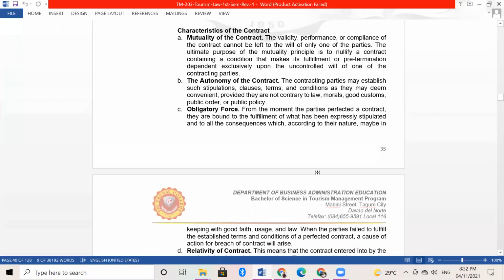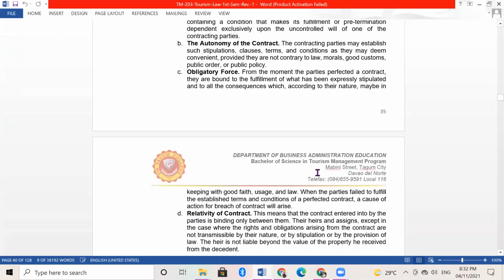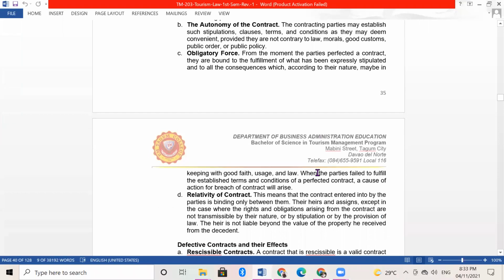So next is the autonomy of the contract. The contracting parties may establish such stipulations, clauses, terms, and conditions as they may deem convenient, provided they are not contrary to law, morals, good customs, public order, or public policy.